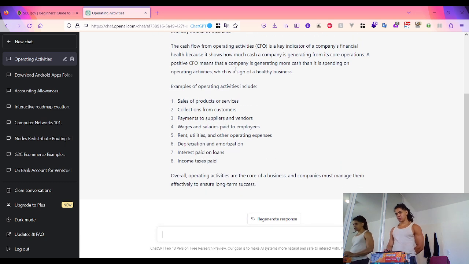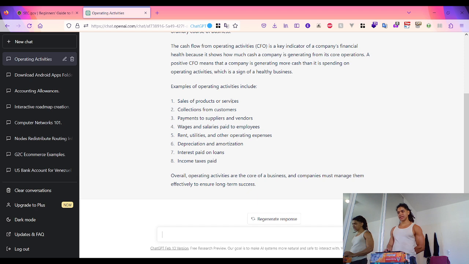The cash flow from operating activities (CFO) is a key indicator of a company's financial health because it shows how much cash the company is generating from its core operations. A positive CFO means that a company is generating more cash than it is paying out on operating activities, which is a sign of a healthy business. Examples of operating activities include sales of products or services, collections from customers, payments to suppliers and vendors, wages and salaries.